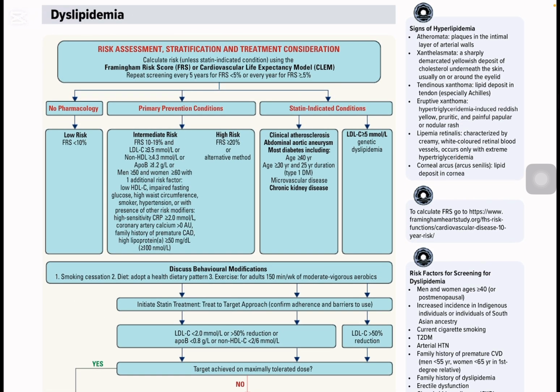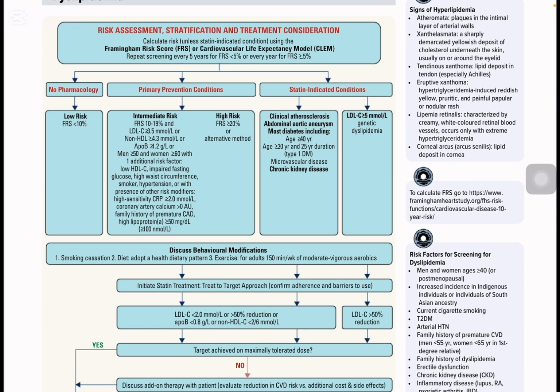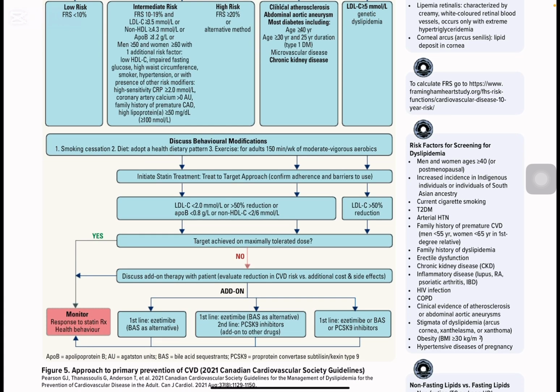FRS is the first thing, then dividing them into the low risk, high risk, intermediate risk, and then statin induced condition. You have to discuss the behavioral modification, smoking cessation, diet, and then exercise. And after that, you have to look for LDL-C in 3 months. Has it reduced by more than 50%, or is it less than 2? That's fine. If not, then increase the dose. If increasing the dose maximally, even that's not helping, then add-on therapy. Ezetimibe is the first line, PCSK9 is the second line. That's how you do it.